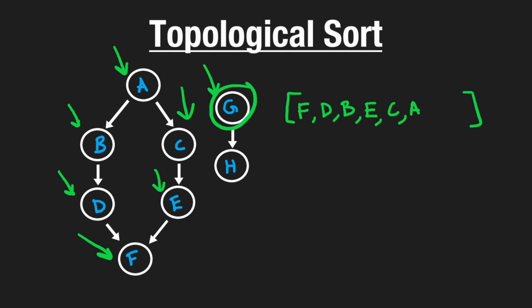So we'll start at G. Before we add it, we got to add its neighbor, and H does not have any neighbors. So now we can add H, and then we can add G. But you notice something about this. Well, this isn't even close to topological ordering.